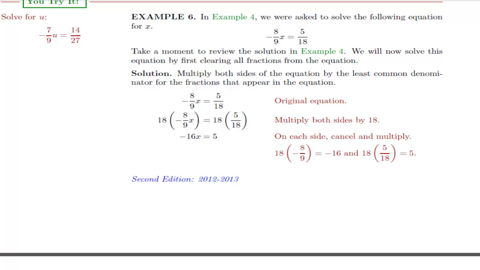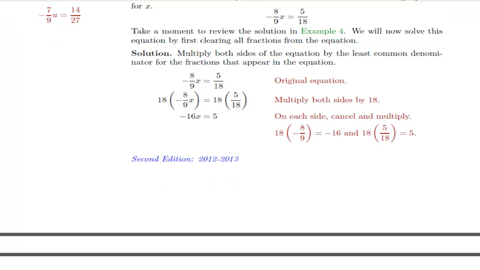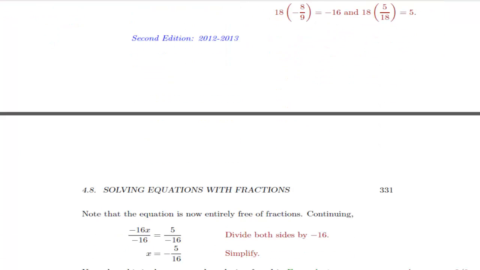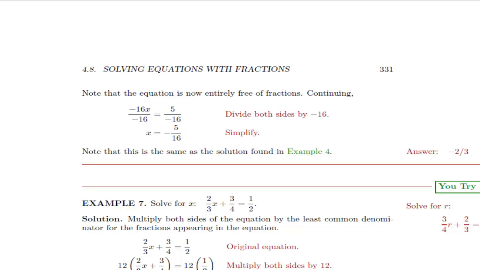So the denominators are 9 and 18. The least common denominator is 18. Multiplying both sides by 18, on the left we have 18 times negative 8/9 x is negative 16x, and on the right 18 times 5/18 is 5. Now that we've got an equation with no fractions, we just need to divide by negative 16 on both sides to get x by itself. So on the left, negative 16 times x divided by negative 16 is x, and on the right, 5 divided by negative 16 is negative 5/16. Note this is the same solution found in example 4.